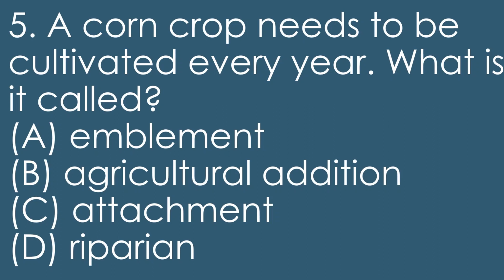Well, we're talking about a corn crop that needs to be cultivated. What is the best term for this corn crop? Well, the thing is with a corn crop, it's going to be an emblement. So it's cultivated every year. It's called an emblement. And the emblements are a little bit interesting because of what happens with an emblement, like a corn crop.